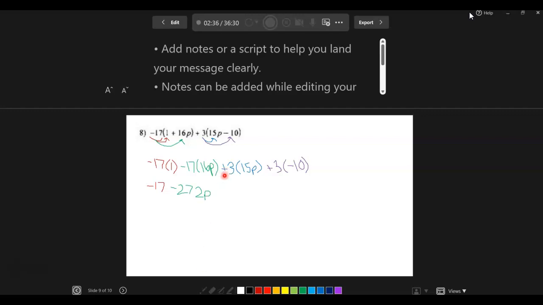And then we have positive times a positive. So 3 times 15p would give me 45p. And then a positive times a negative will give me a negative. So that would be negative 30.